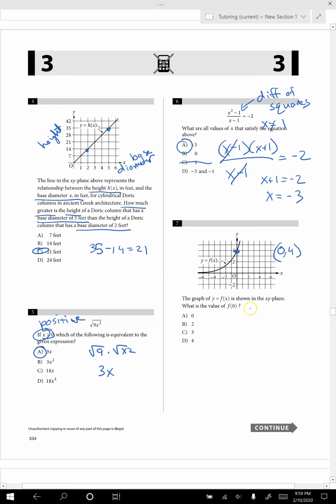The graph of y equals f of x is shown in the xy-plane. What is the value of f of 0? What does this mean? This means when x equals 0, they want the y value. Well, when x equals 0, that's a y-intercept. So that's just this value right there. It's really important to notice intercepts, x and y-intercepts, since this is just the function notation way of asking for a y-intercept. So the answer is 4.